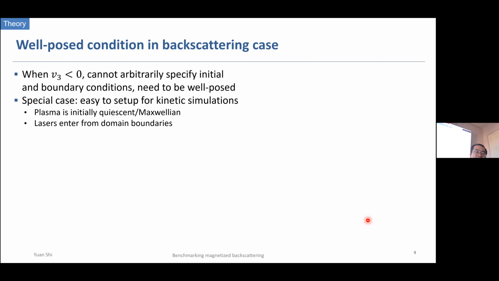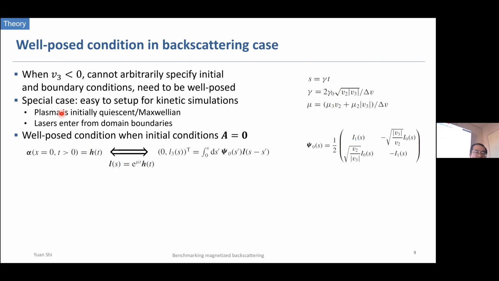But then, specifically, we're focusing on the backscattering condition. There is a well-posed condition for the backscattering case. We're just going to do an initially quiescent plasma, so it's the zero initial condition. And then we have the laser enter through both boundaries. But the well-posed condition means you have to be self-consistent with your boundary condition.